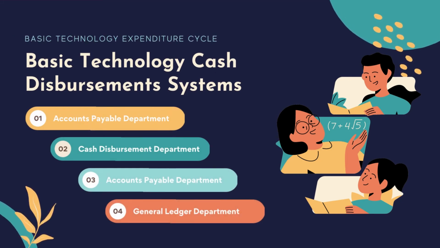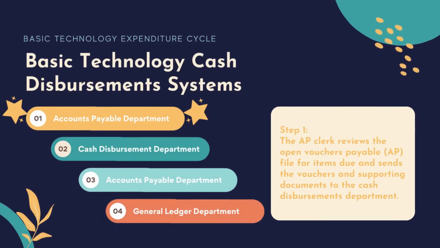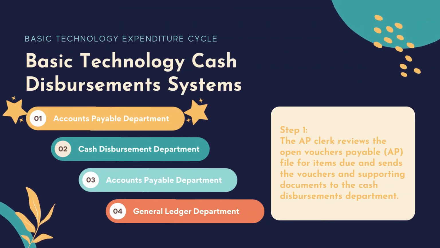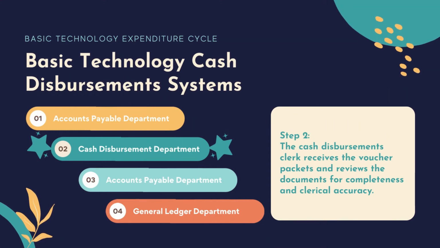Basic Technology Cash Disbursement System, or simply the Cash Disbursement System. Here is the flow for the Cash Disbursement System. We start with the AP department. The AP clerk reviews the open vouchers payable, or AP file, for items due and sends the vouchers and supporting documents to the Cash Disbursement Department.